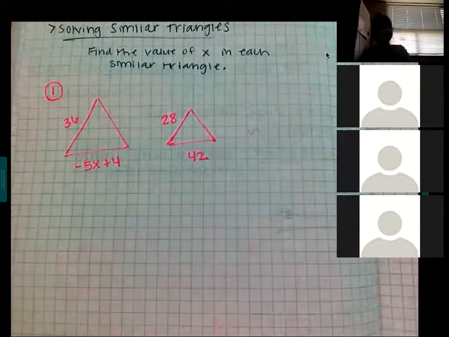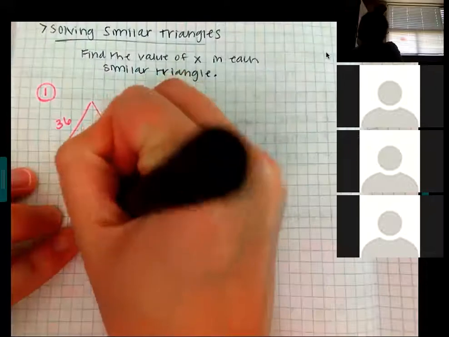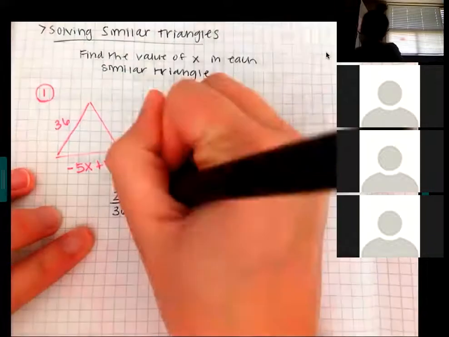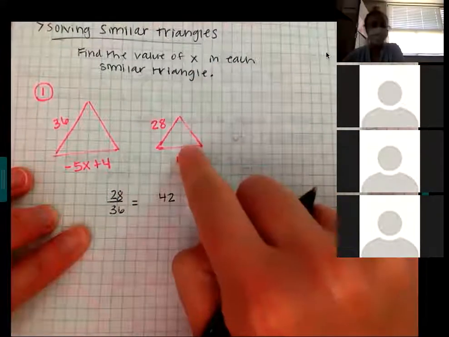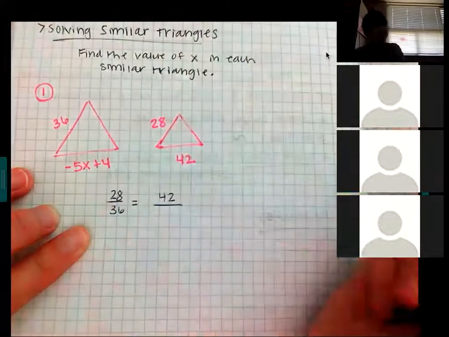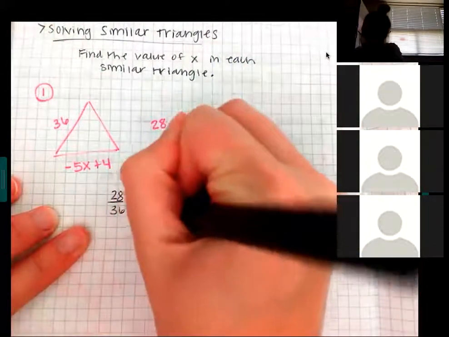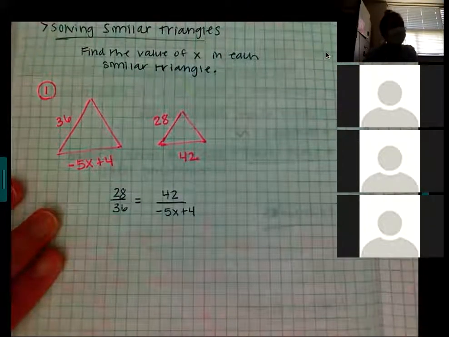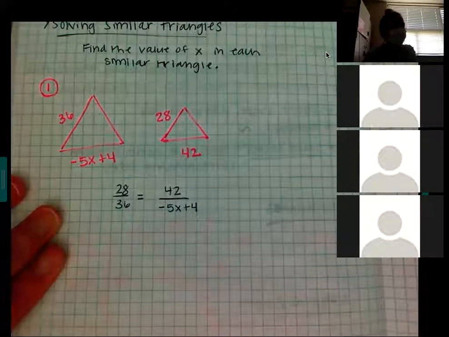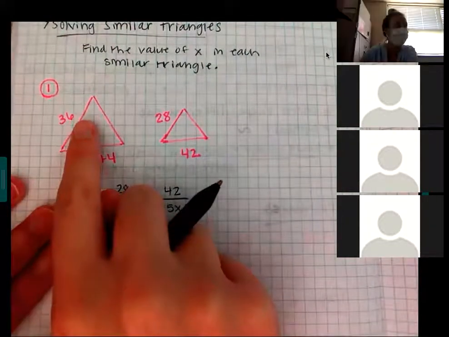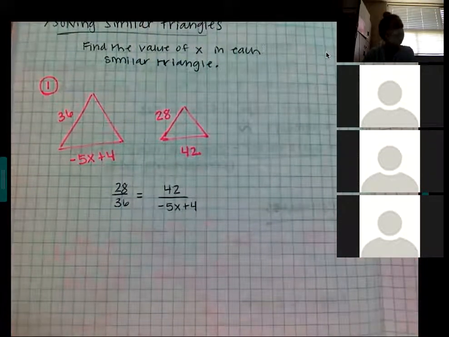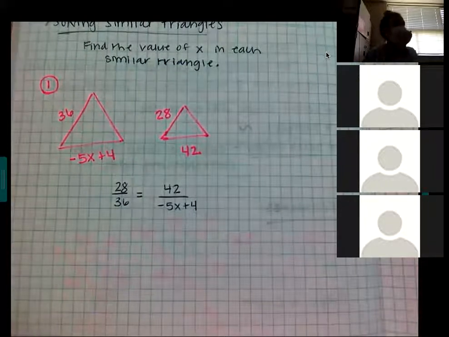Soraya, go ahead, babe. Okay, 28 over 36 equals 42. Go back to the triangle you started with. So 28 and 42 should both be on top. Over what? Very good. Negative 5x plus 4. Anybody confused on how I set up the proportion? So left side in the small one goes with left side in the big one. Bottom in the small one goes over bottom in the big one. Corresponding parts. Is everybody okay?